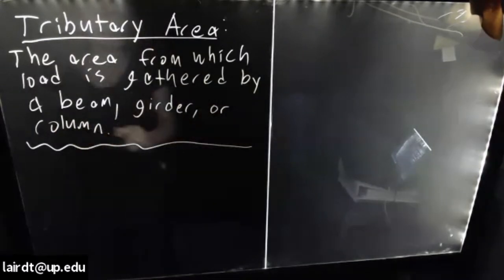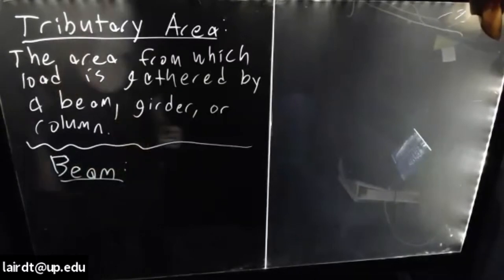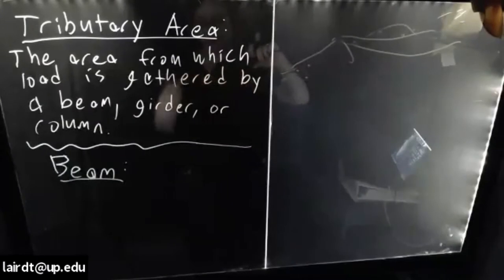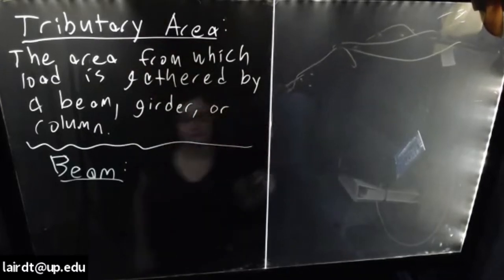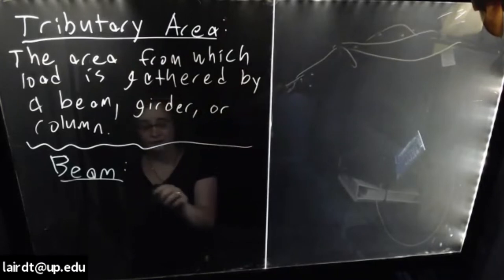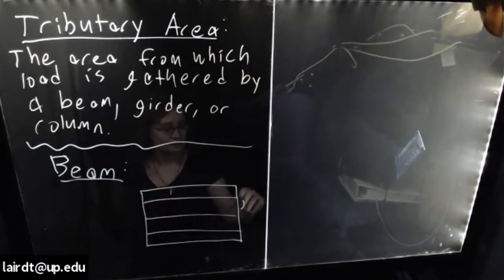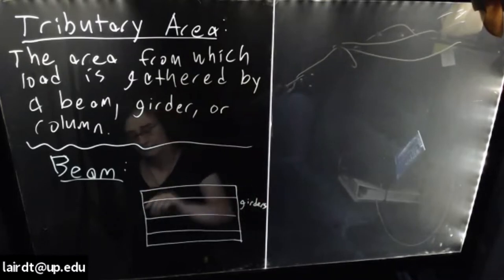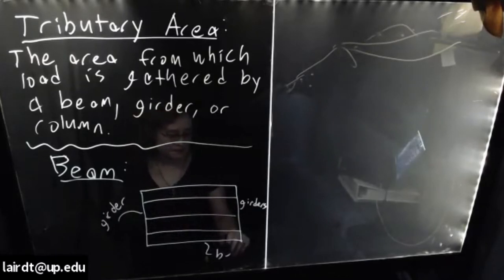So let's say you have a beam. Say you have some sort of beam and you want to determine its tributary area, or you want to illustrate the concept of tributary area. So let's say you have a floor system that has a series of beams. So let's say we have something like this, where we have girders running vertically. And let's say these girders aren't carrying the floor slab directly. The floor slab is instead resting directly on these beams. So we have beams running in the horizontal direction and girders running in the vertical direction.